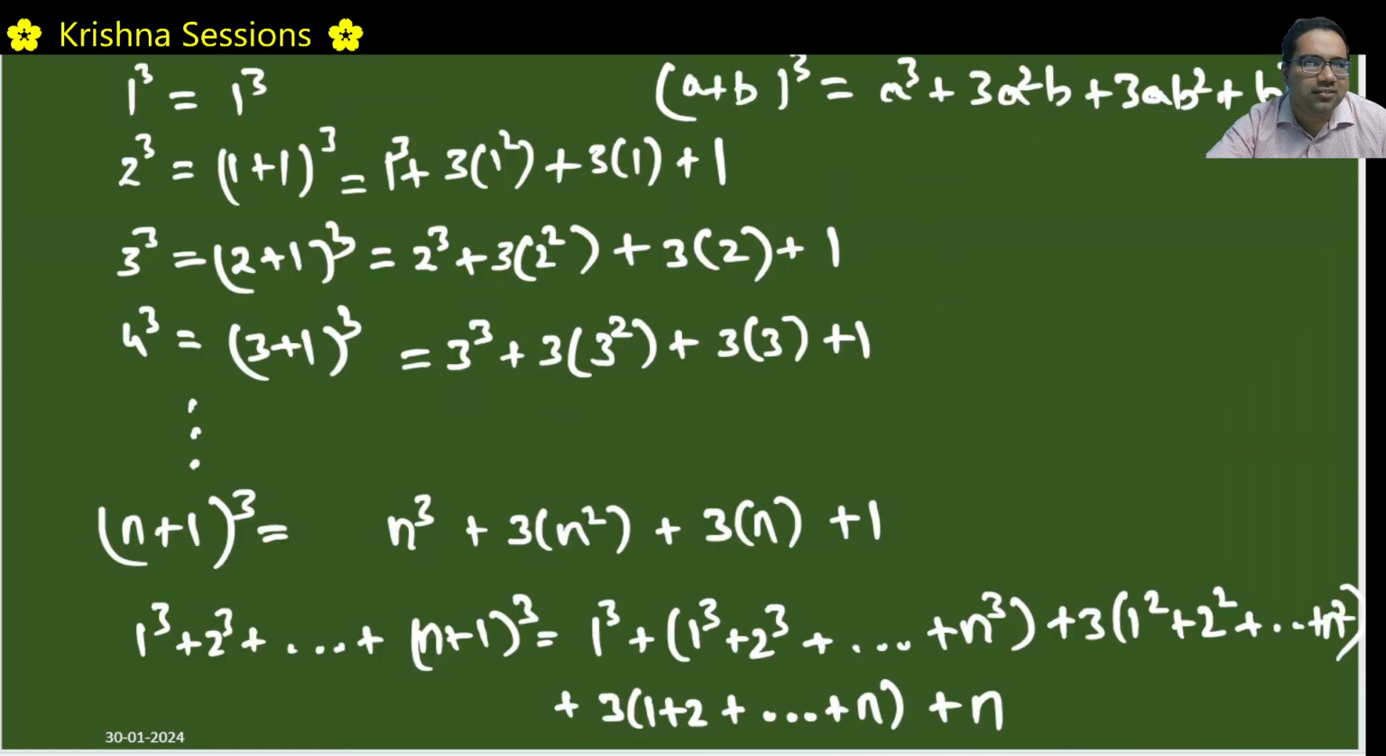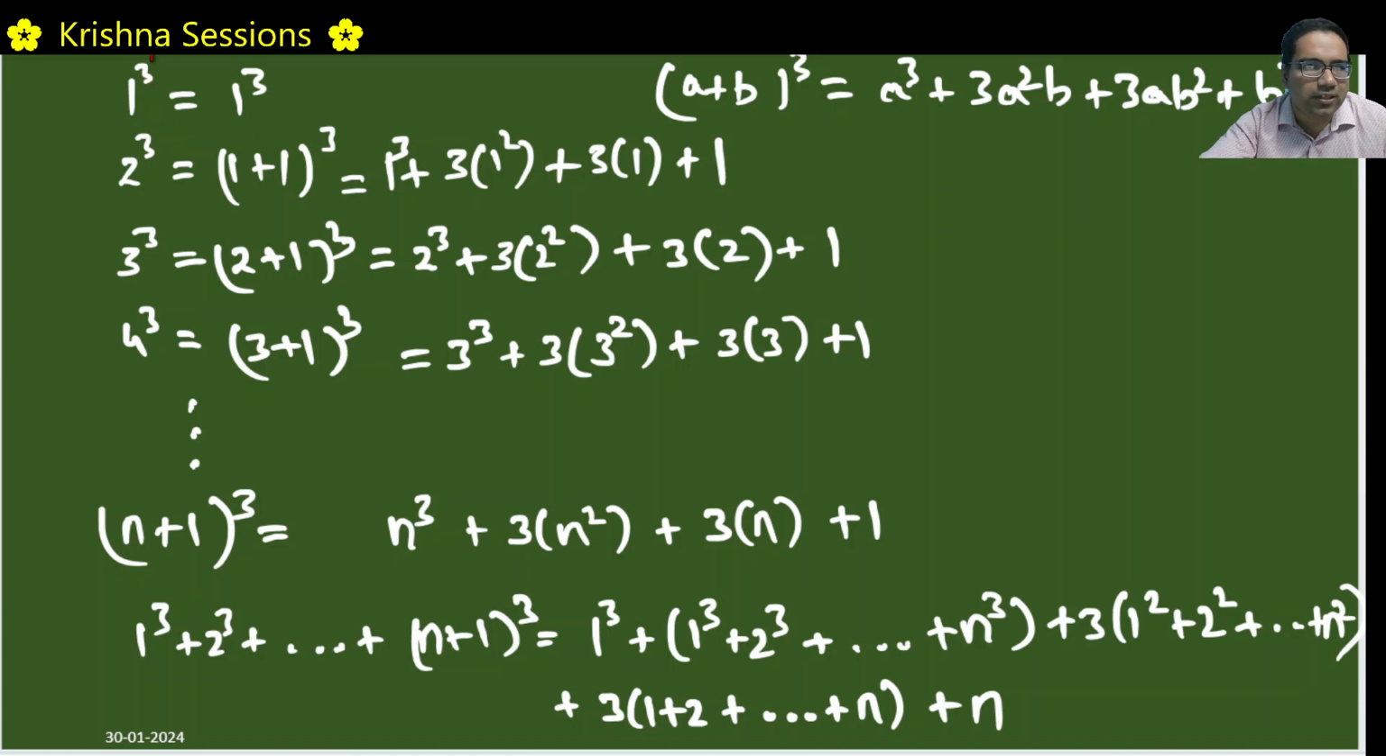Let's look at something simple. We know what a plus b whole cube is: a cube plus 3a square b plus 3ab square plus b cube. This proof has a very clever way of using a plus b whole cube.